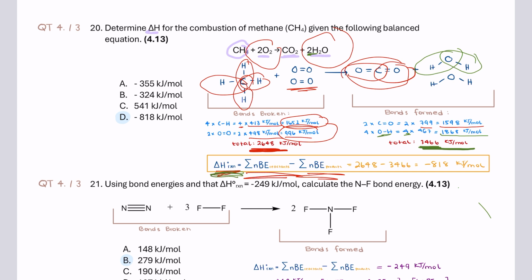Now we go back to our equation. The enthalpy change is equal to the energy used to break bonds, which is 2,648 kilojoules, minus the energy released when forming bonds, 3,466 kilojoules. So delta H is going to be equal to negative 818 kilojoules per mole. Since this value is negative, that tells us that the reaction is exothermic. It releases energy. The correct answer is D.